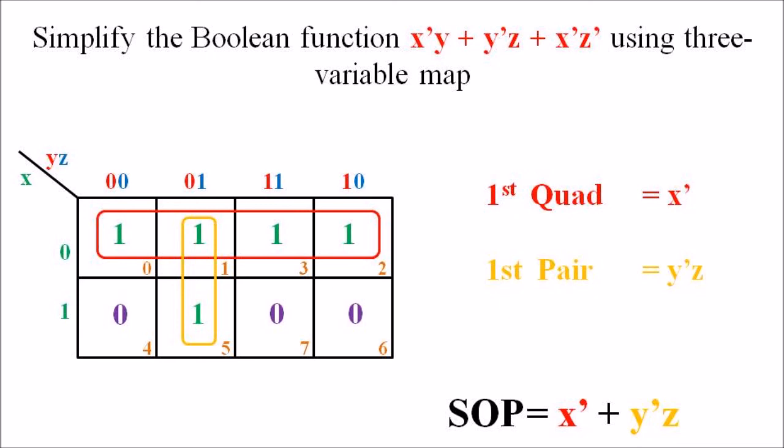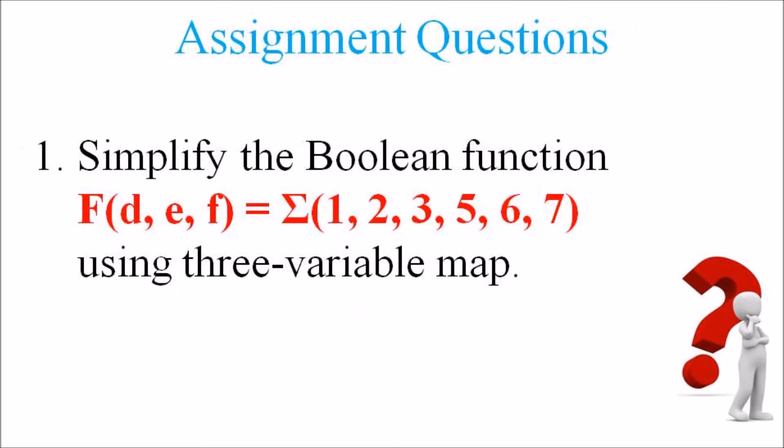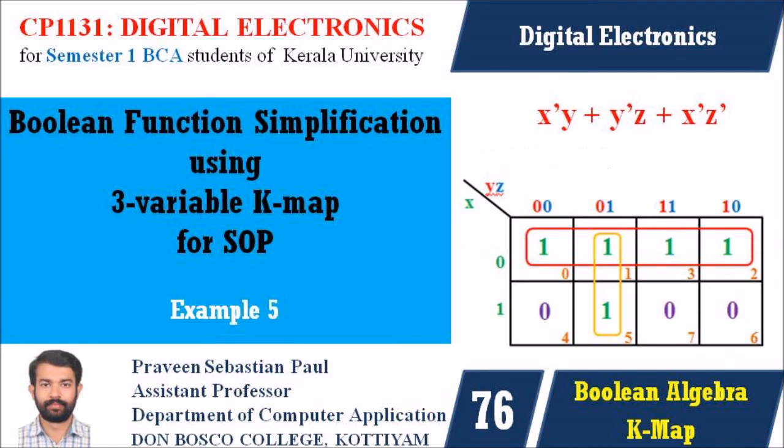So my dear students, hope you had understood this example. So my dear students, kindly go through this assignment question. The question is, simplify the Boolean function f of x y z is equal to sigma 1, 2, 3, 5, 6, 7 using 3 variable K-map. So my dear students, in the upcoming lecture we will discuss the last example for 3 variable K-map solution.